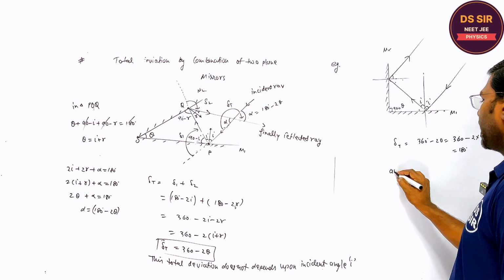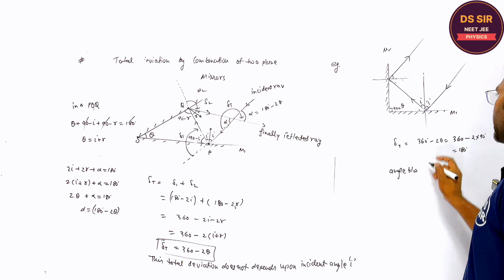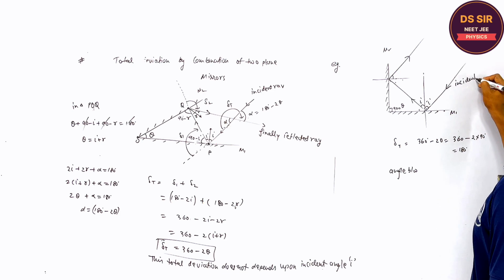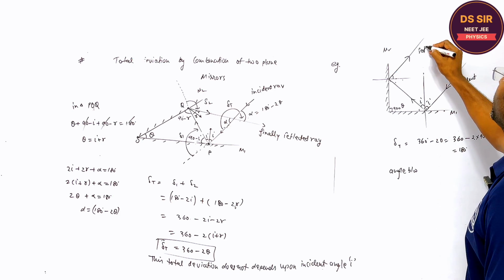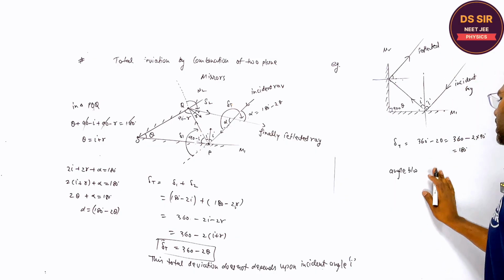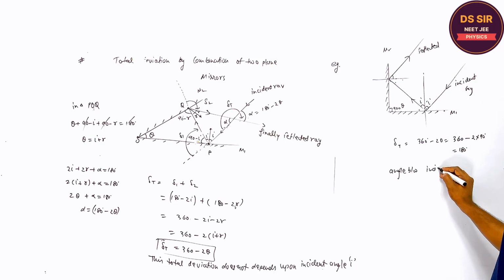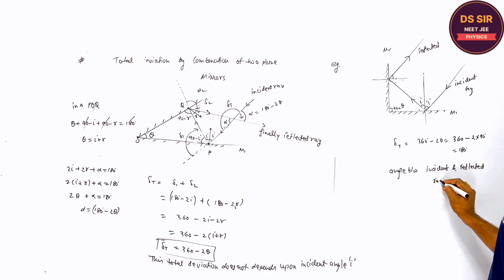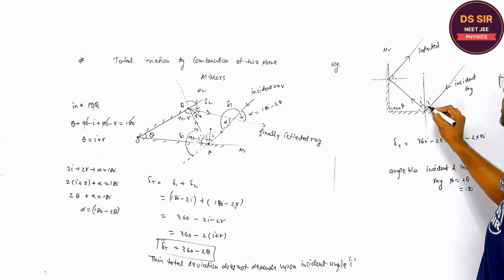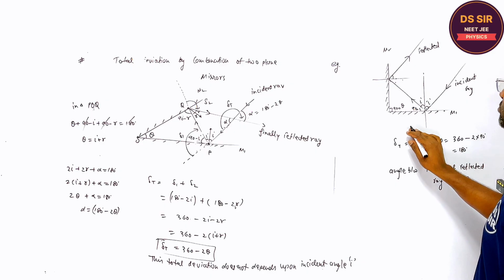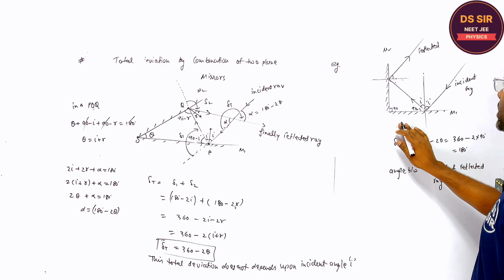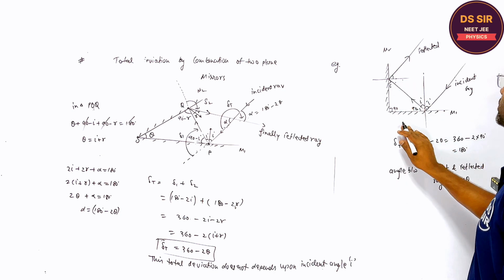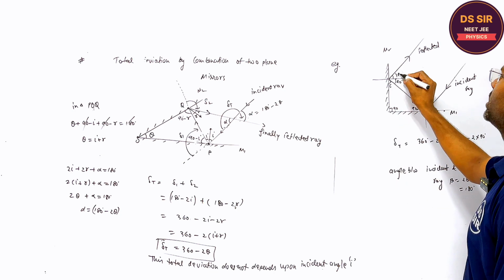Also, the angle between the incident ray and the finally reflected ray, beta, is equal to 2 theta, which is equal to 180 degree, since theta is 90 degree. So how is it? It is I. It is 90 minus I. It is 90 degree. It is I. It is 90 minus I. It is 90 minus I.